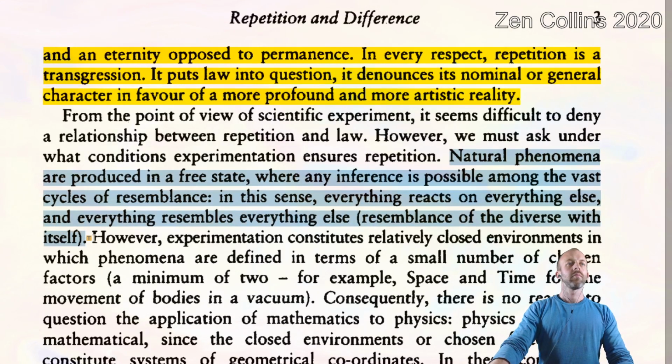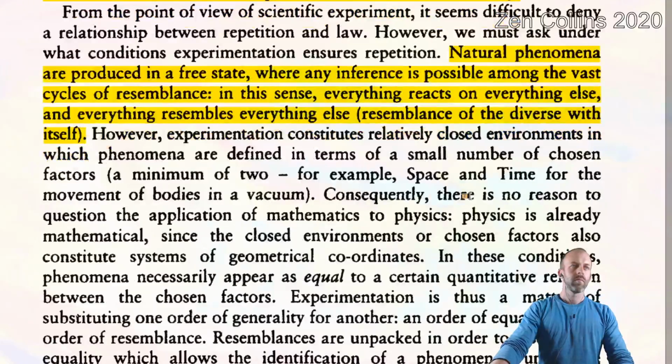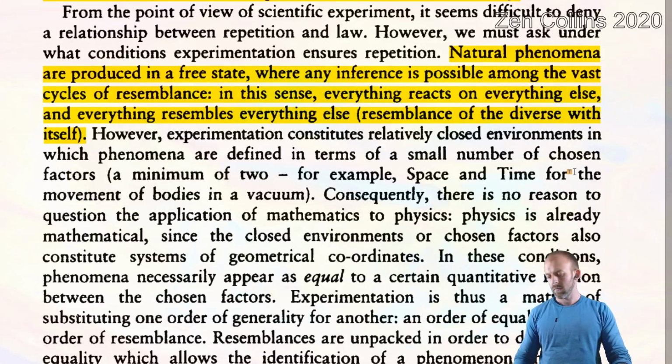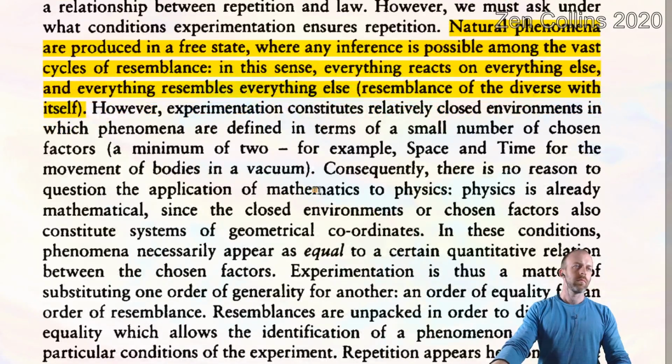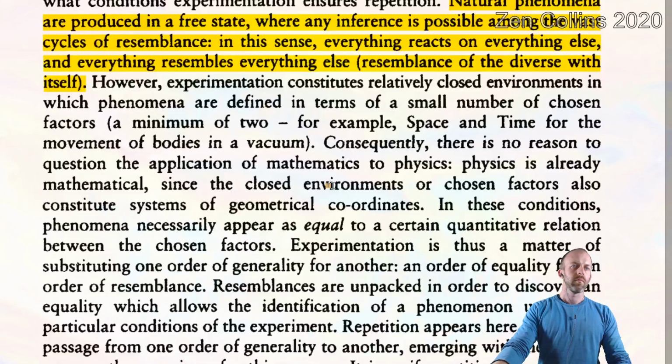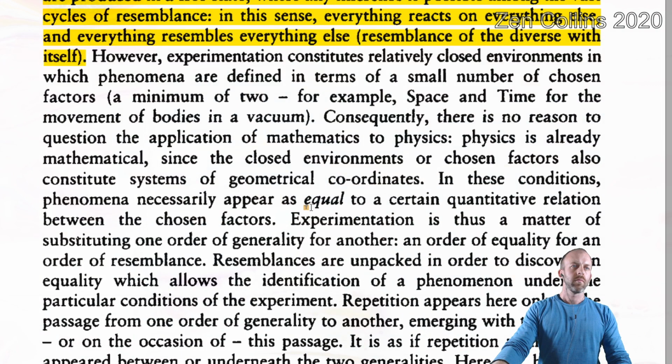Experimentation constitutes relatively closed environments in which phenomena are defined in terms of a small number of chosen factors, a minimum of 2, for example, space and time for the movement of bodies in a vacuum. Consequently, there is no reason to question the application of mathematics to physics. Physics is already mathematical, since the closed environments or chosen factors also constitute systems of geometrical coordinates. In these conditions, phenomena necessarily appear as equal to a certain quantitative relation between the chosen factors.